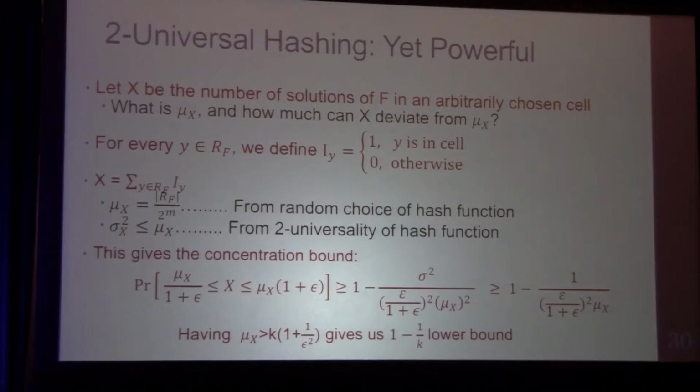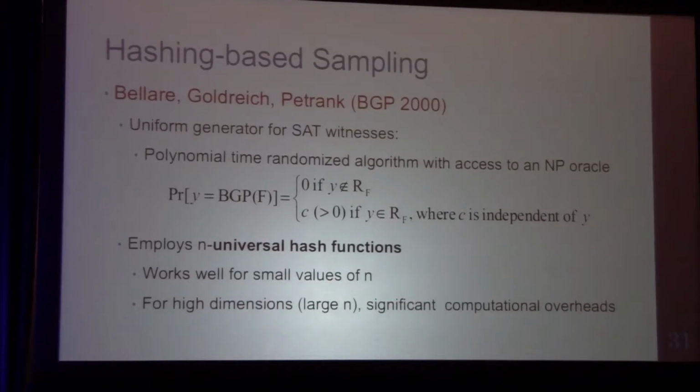Some simple math there. And this was used as early as 2000 by Mitra for generating solutions of SAT witnesses in a uniform way. But what they did is they employed n-universal hash functions instead of 2-universal. And while this works well for small values of n, our experiment showed maybe up to 30 works. But for high dimensions, we operate in a large Galois field.